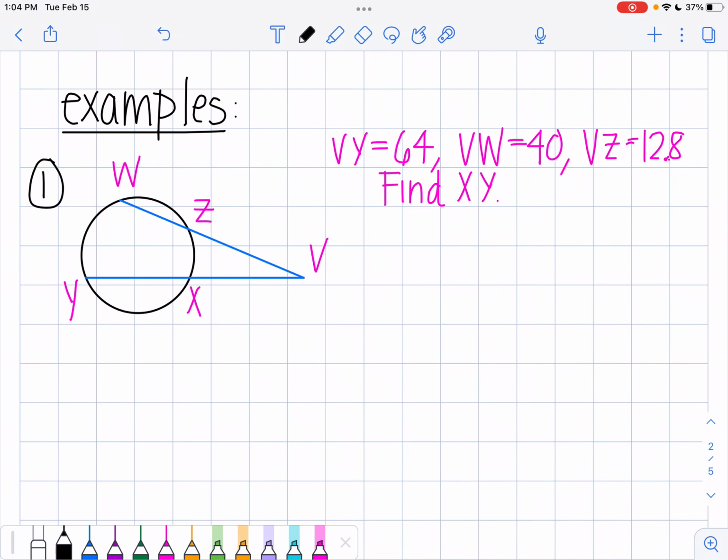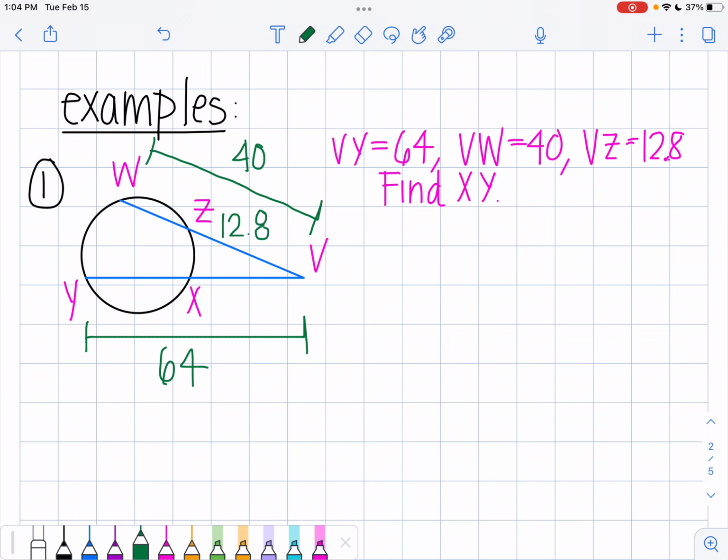So we're going to draw in. You always want to draw in. I have to see everything that I'm doing. It says that VY, so that's this whole thing here, this whole part is equal to 64. And VW, that's this whole part over here, is equal to 40. And then VZ is equal to 12.8.